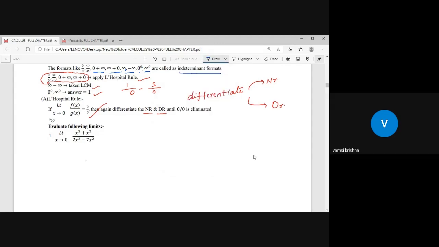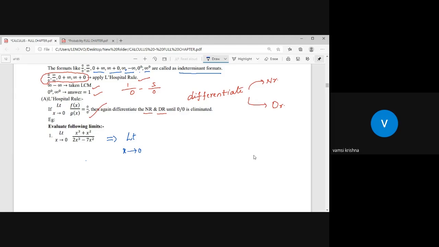Yeah, this is the question. Limit x tends to 0, (x cube plus x square) by (2x cube minus 7x square). This is the form we have. So in place of x, if I substitute 0, then definitely it will be 0 plus 0 plus 0 minus 0, 0 by 0 form it is. So substitution of 0 is not allowed.